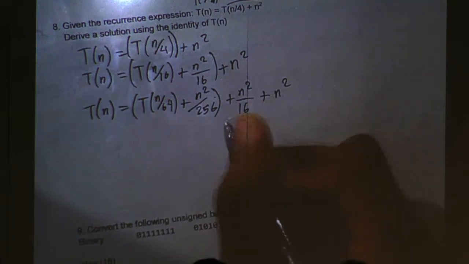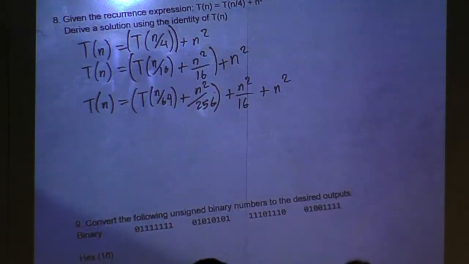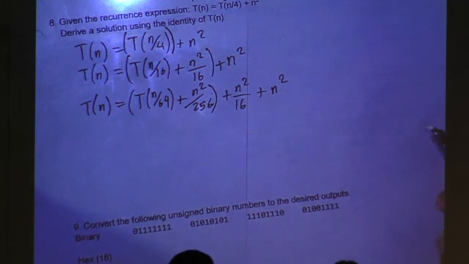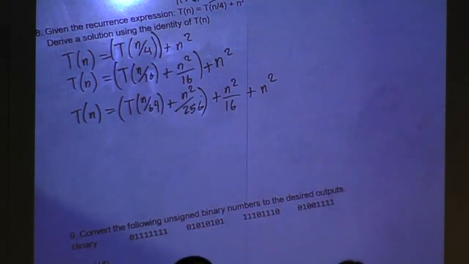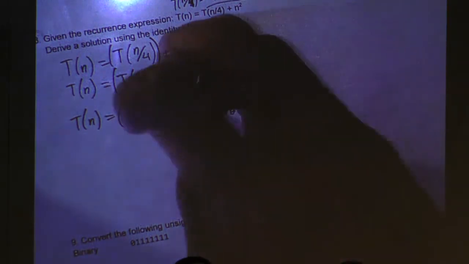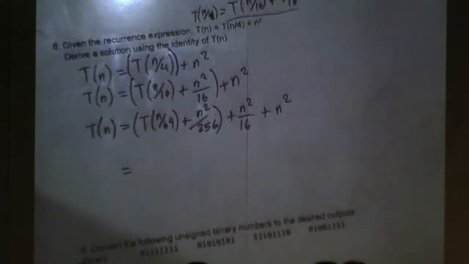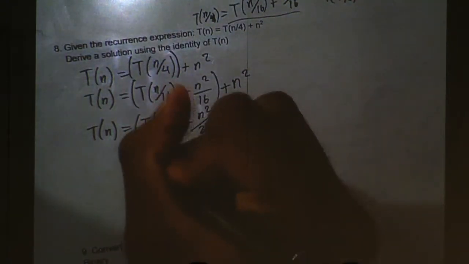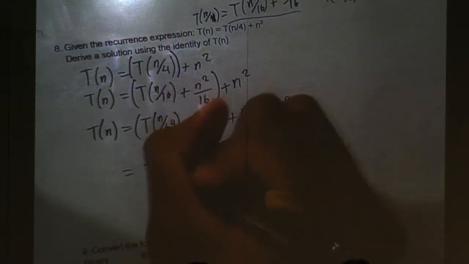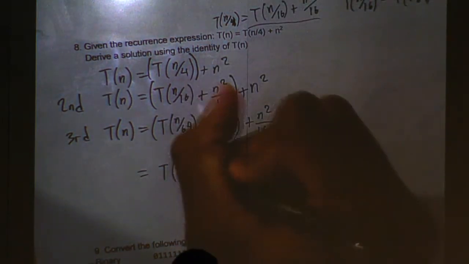So can we simplify this any? It's a lot easier to read if you leave them unsquared. Yeah, like we could add these three together, but that would make it harder to read. So I'm going to do it this way. So we have T of n over, this is our third, this is our second. So this is going to be over 4 to the k.